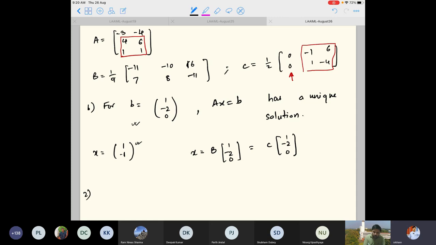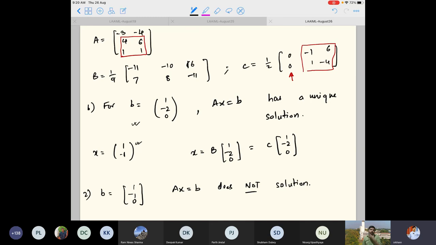So what about the overdetermined system? One example that we saw does not have a solution. Suppose you take B to be equal to 1 minus 1, 0. Yesterday we saw one such example. Then for this 1 minus 1, 0, AX is equal to B does not have a solution. We constructed a similar example yesterday and we saw that the solution does not exist.